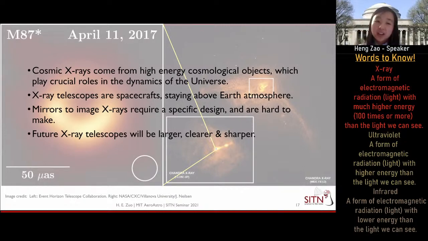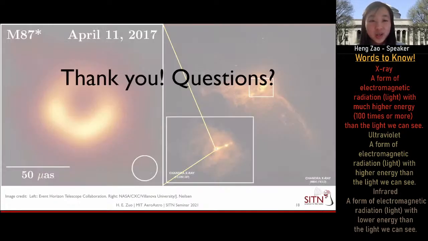And X-ray telescopes are spacecraft. They have to stay above the Earth's atmosphere via rockets, balloons, or satellites. The mirrors to image X-rays require a very specific design, and they're hard to make. This is one area that my research is on. And the future X-ray telescope will be larger, clearer, and sharper above all. So that is the end of my talk.